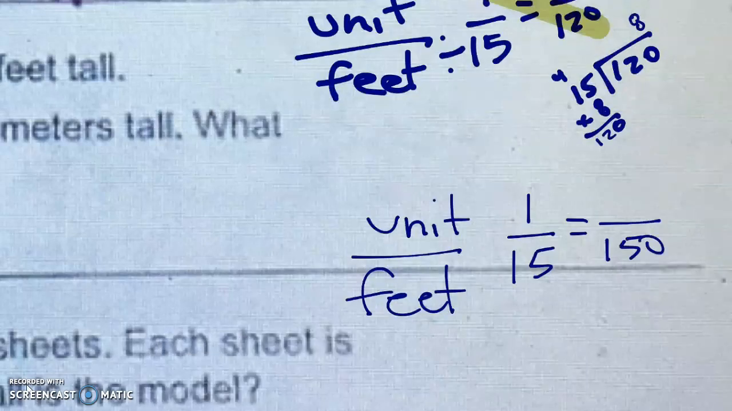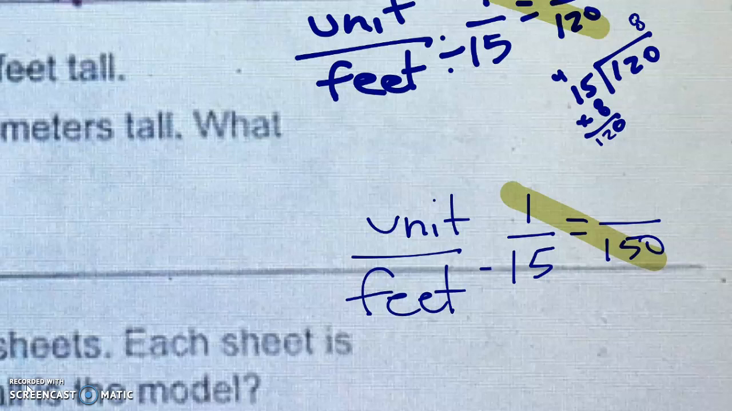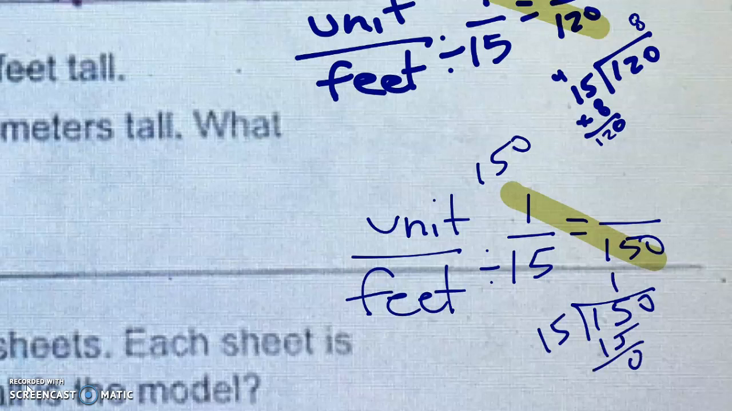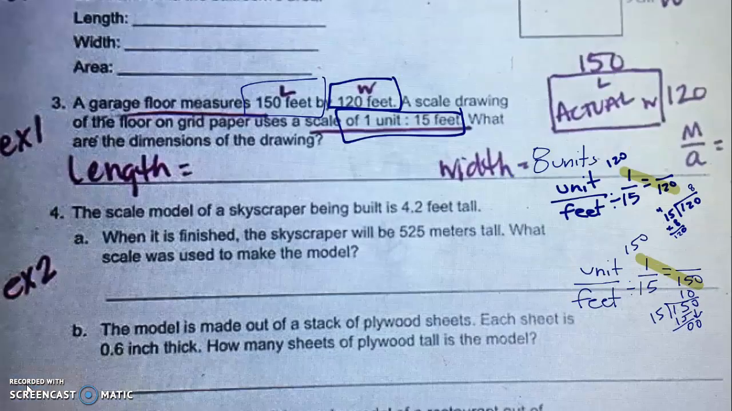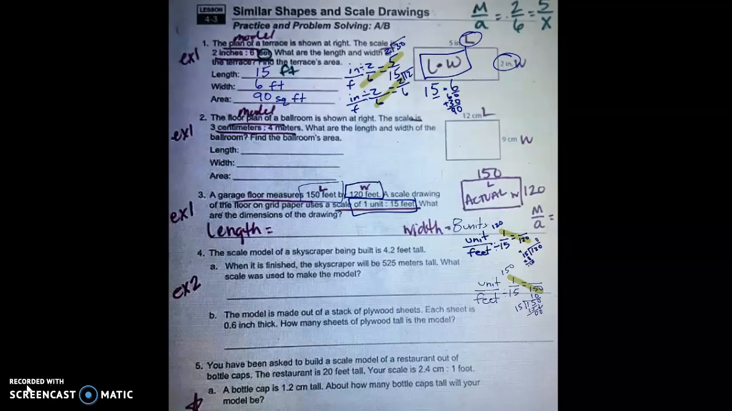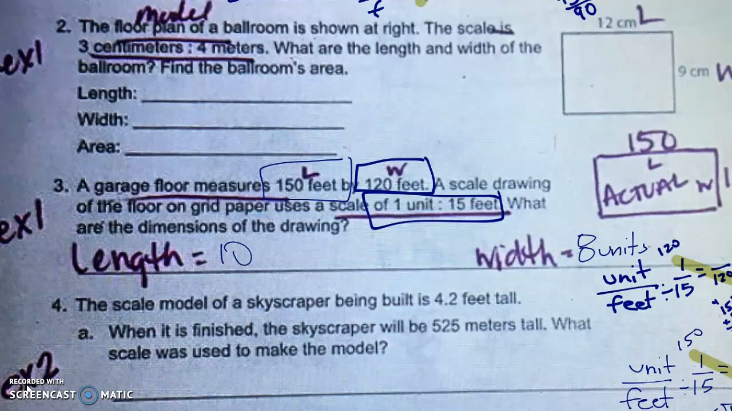So we just cross product what we can and divide by what's left. Obviously 150 times 1 is 150. And then 150 divided by 15. Well, that's easy. That goes in there once. 0 left over. And 15 goes into 0 times. So that is going to be 10 units. Alright, again, I'm so sorry, it's very, very cluttered.